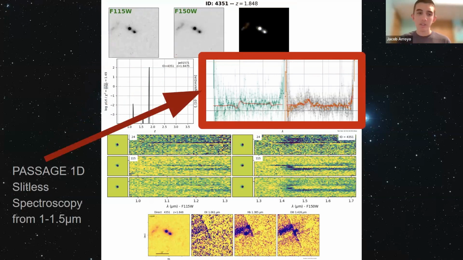Then there's the slitless spectroscopy from 1 to 1.5 microns, which is a graph of the strength of the emissions at various wavelengths that are detected, and they are redshifted, of course, so it's not always going to be the same emission line for every one at a specific point. So that's where analyzing the patterns comes in a lot.